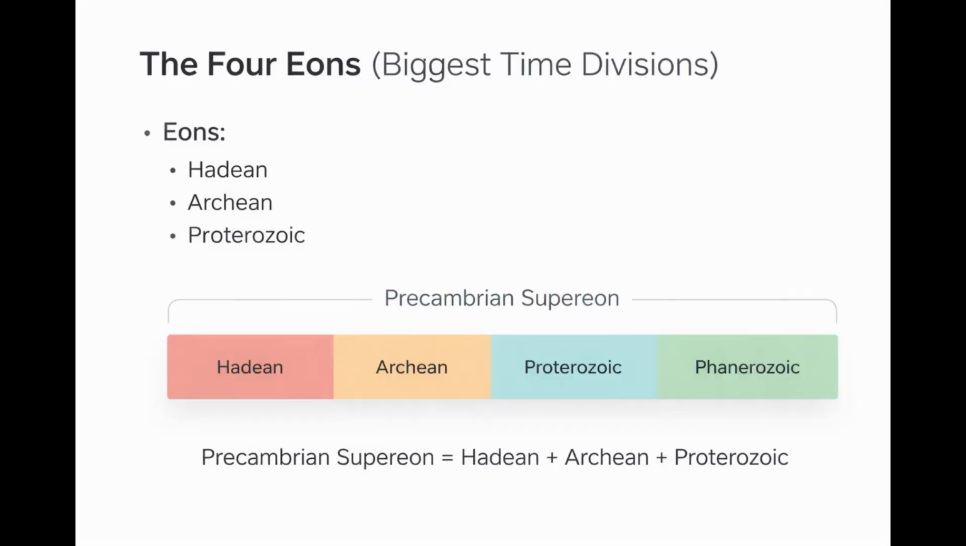At the eon level, Earth history is commonly divided into four major eons: the Hadean, Archean, Proterozoic, and Phanerozoic. The first three, Hadean, Archean, and Proterozoic, are often grouped together as the Precambrian supereon. That Precambrian span covers most of Earth's existence, long before abundant animal fossils become common.